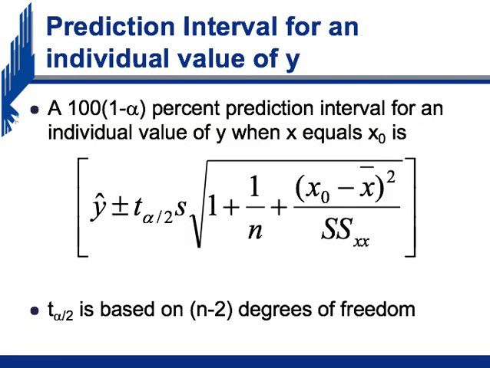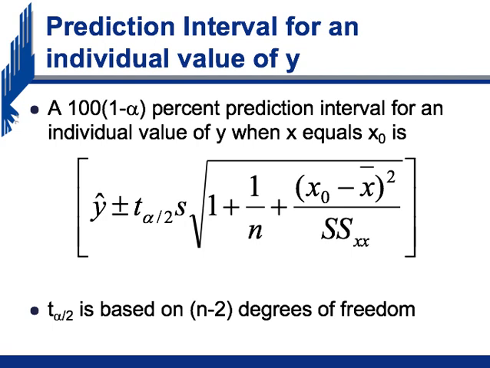Now, the next interval is called the prediction interval for an individual value of y. So if the confidence interval estimates the value for the average value of y when x is equal to a particular value of x, the prediction interval provides us a range of possible values for the individual value of y, or the actual value of y given a certain value of x. So we are not estimating an average for y, but the actual value for y. And that is computed using this formula.